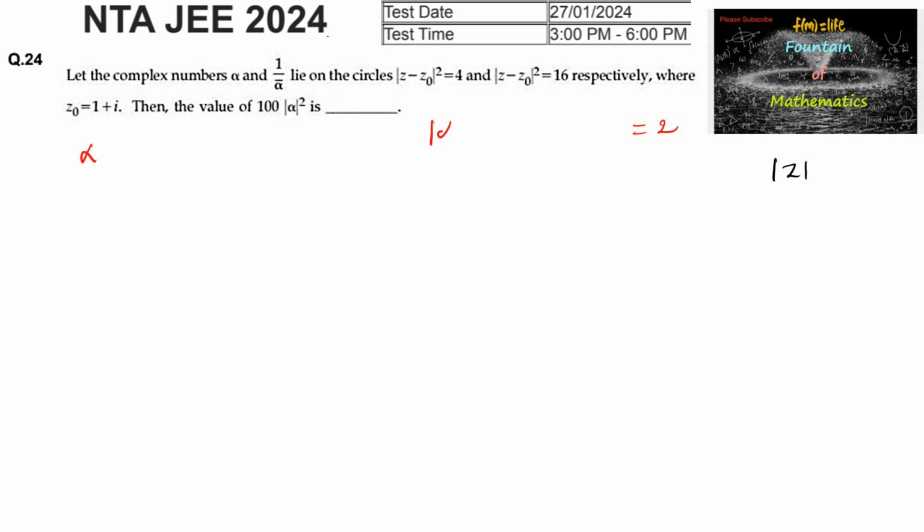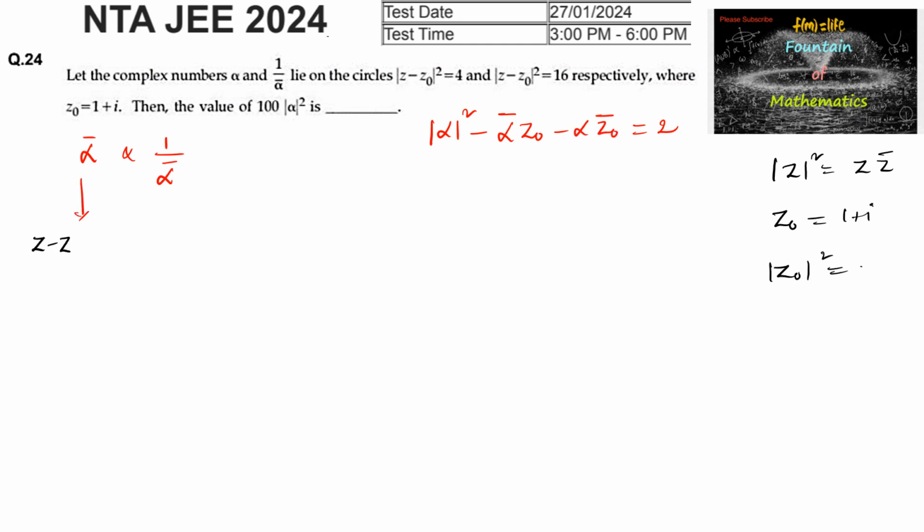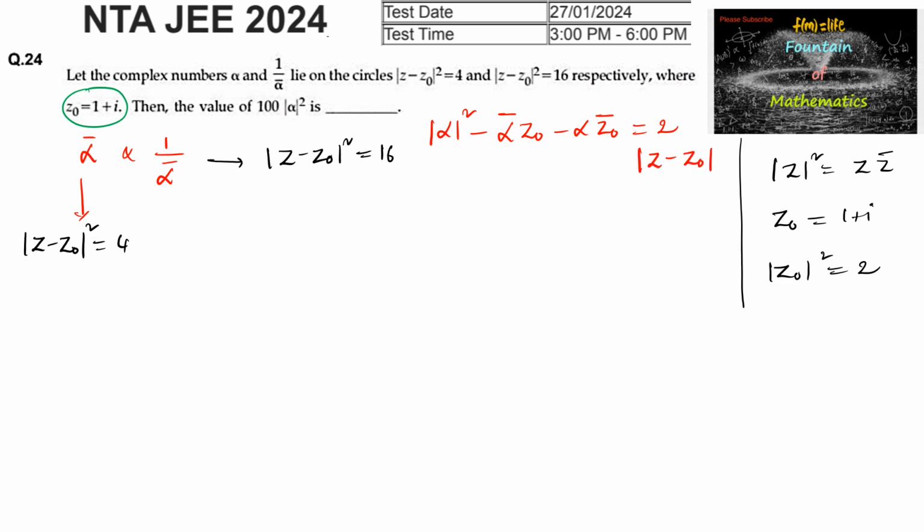Let the complex number alpha and 1 upon alpha bar lie on the circles mod of (z minus z naught) square is equal to 4 and mod of (z minus z naught) square is equal to 16 respectively, where z naught is given 1 plus i. Then what is the value of 100 times mod alpha square? So here we can say that mod of z minus z naught is equal to r represents a circle with a center at point z naught and the radius is r.